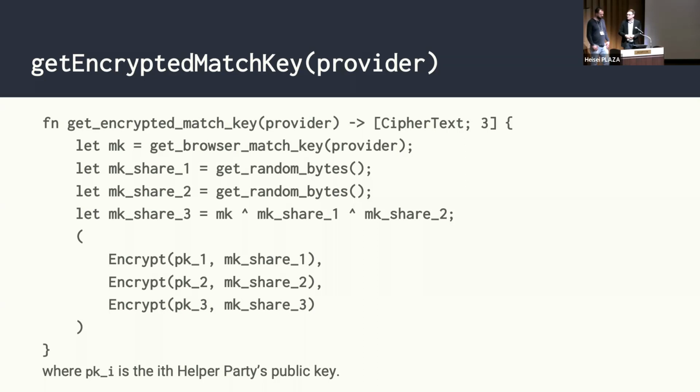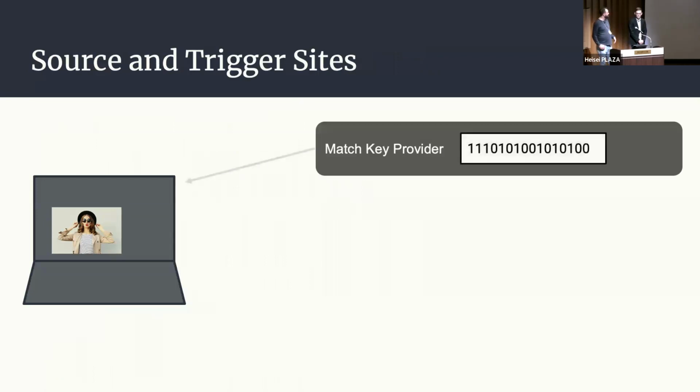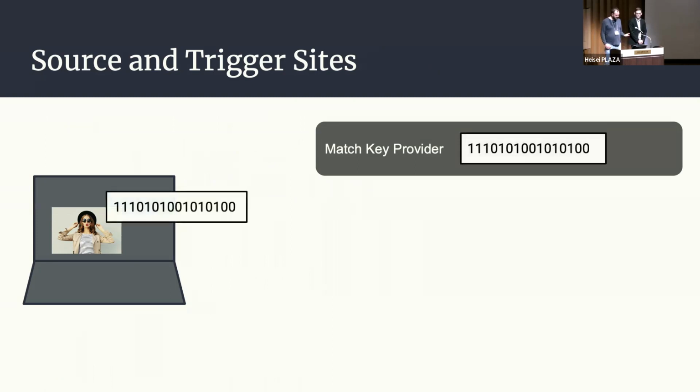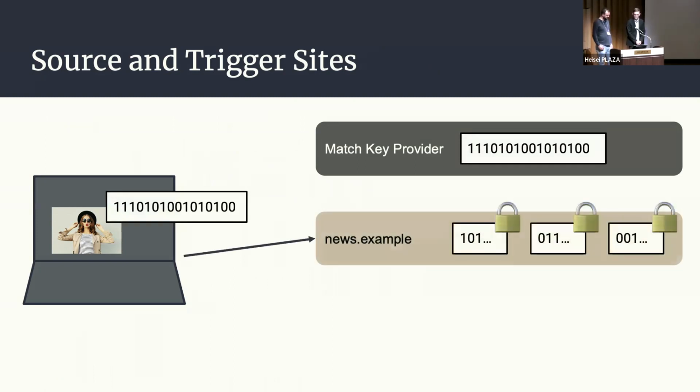Let's walk through our sunglasses example again and see how this works. First, a person visits the website of a match key provider. They log in, and the site sets the match key on the device. Next, the person visits news.example and sees some ads, including our sunglasses ads.